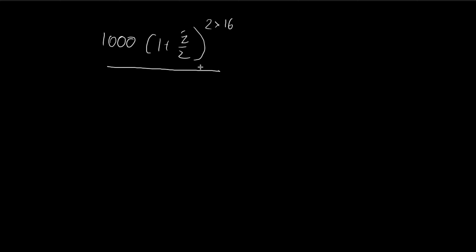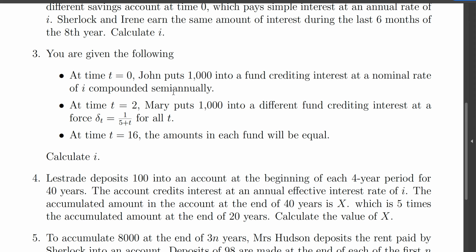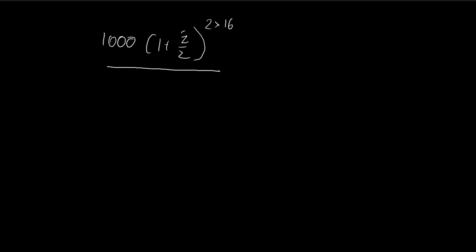So I'm just applying the formula. And then we're going to compare this with what Mary has. So Mary has $1,000 as well. And then after depositing it, she's going to earn at a force of interest of 1 over 5 plus t. So in order to find the amount that she has at time 16, we're going to use the accumulation function.